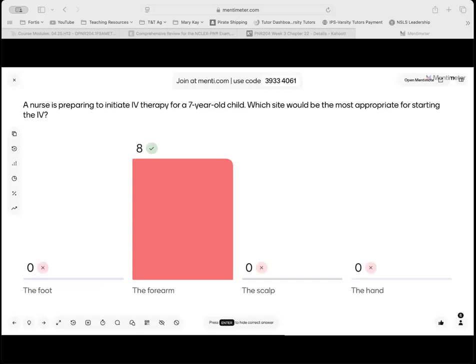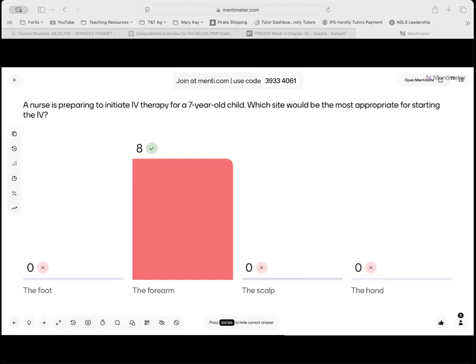Why did we choose the forearm and not the hand? Because they use their hands a lot. Yeah, they use their hands a lot. So that IV can be kind of interfering in that area. So the forearm is going to be a little bit further back. We don't have to worry about them bending their wrist or getting it caught on something. So that forearm is going to be your best bet there.